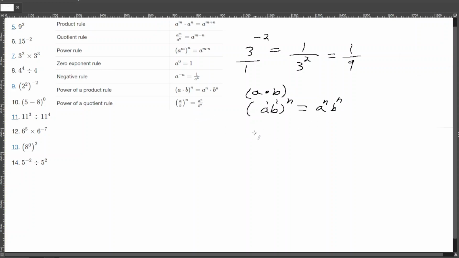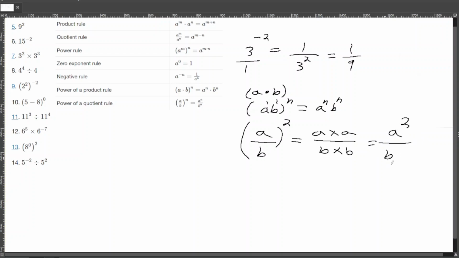And then the quotient rule is very similar. So if we have a over b, and even if that was squared, that's going to be a times a on top, b times b on bottom. So that ends up being a squared over b squared. And we could probably do that with these. If it's ab, everything squared, well, I mean, it still works out the same. You're still going to end up with a squared b squared. So these are the rules that we need to do this.